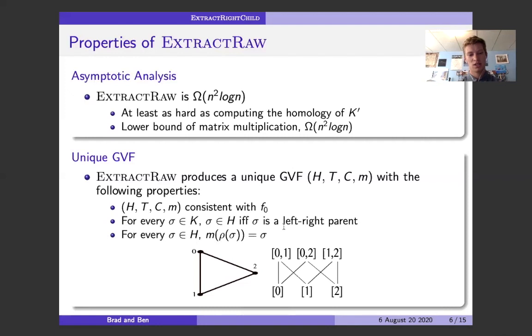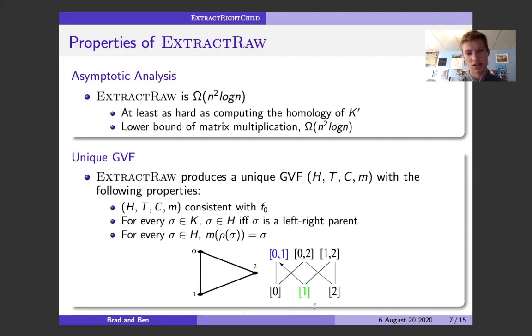So maybe to help visualize this, if our simplicial complex is just this little cycle here, and here's its corresponding Hasse diagram, every single match that ExtractRaw is going to produce is going to be between the smallest possible lexicographically valued parent node and its largest lexicographically valued child node. So if we think of this as being ordered from left to right, our smallest leftmost parent is always going to be paired with its largest rightmost possible child. And every single arrow in this gradient vector field is going to have this property.